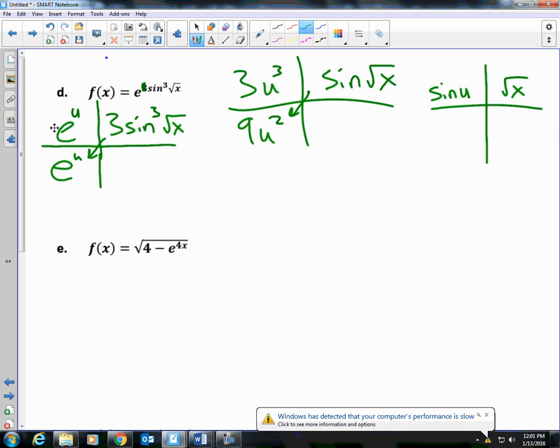you do something else, but you get it wrong. Cosine of u and the derivative of the root of x. So now I can use that to write my derivative in this box and multiply the two together. I get the cosine of the root of x over 2 roots of x.